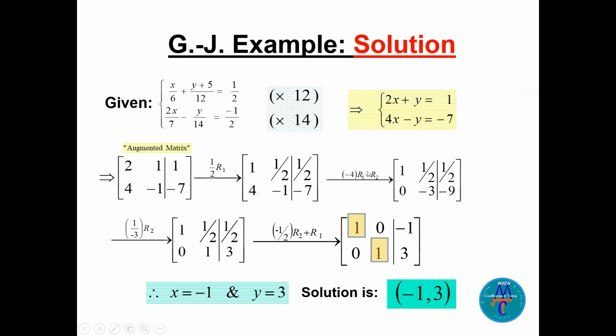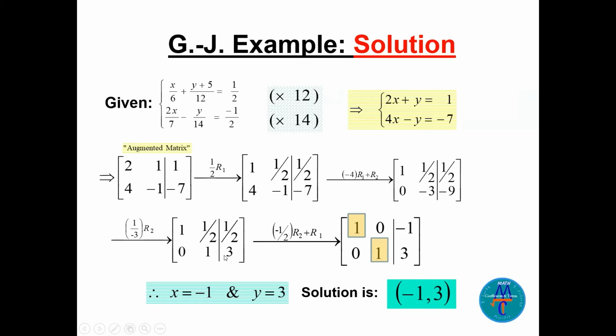And then after that, you multiply by minus 4, because this is 4 here. The opposite will be minus 4. If you have here minus 4, you multiply by 4, row 1, and then you add to row 2. So you'll get 0, and then you can check these fractions easily. And then you have 0, minus 3, minus 9. Divide by minus 3, or multiply by 1 over minus 3. So you get 0, 1, 3.